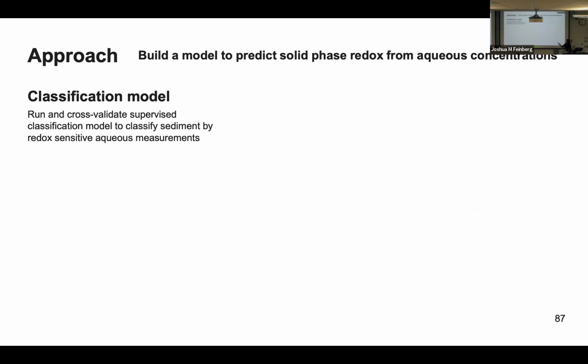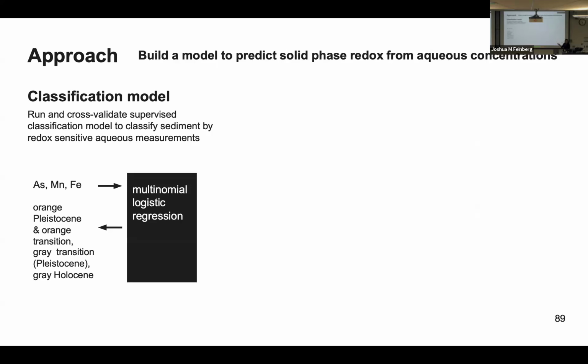How this works is that from the data set I just showed you, I took the aqueous arsenic, manganese, which is also very redox sensitive, and iron measurements. I put them into a multinomial logistic regression model to predict these sediment redox classes that we found.